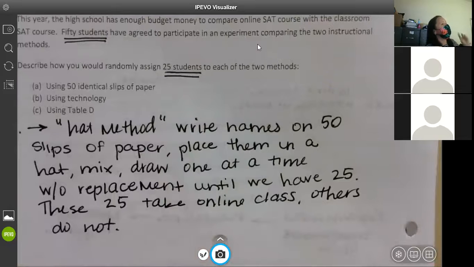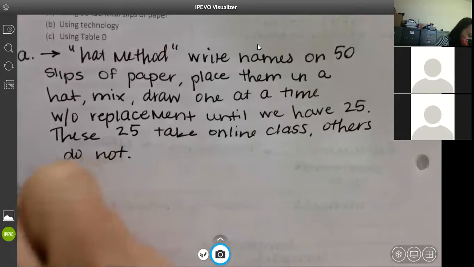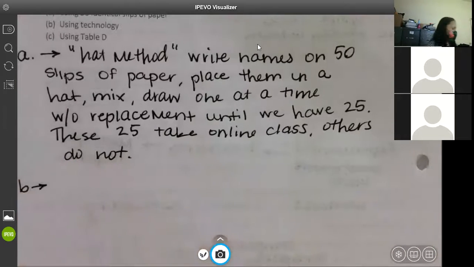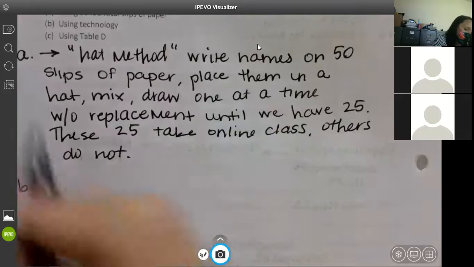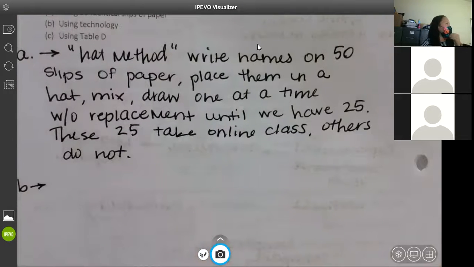Now that you know this one, the other two will be easier, okay? Just because you need to know all the steps. All right, so B says using technology. So remember, if we use technology, it's a random number generator, so I can't put their names in. So what do I have to do? I can't put 50 numbers in my calculator. What do I got to do?